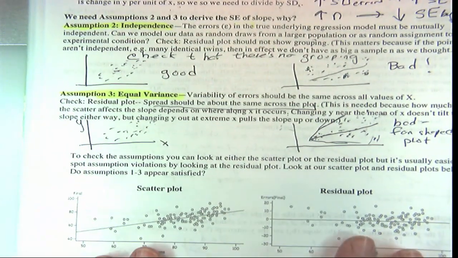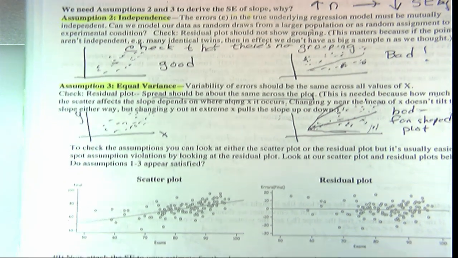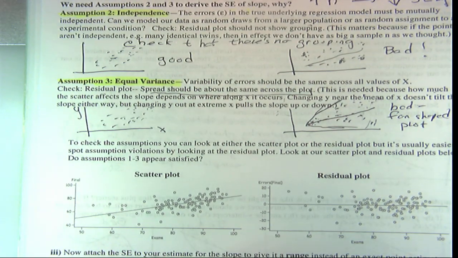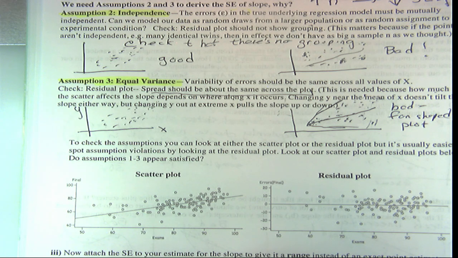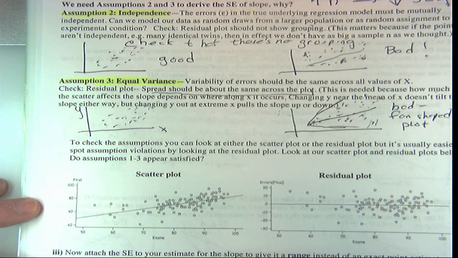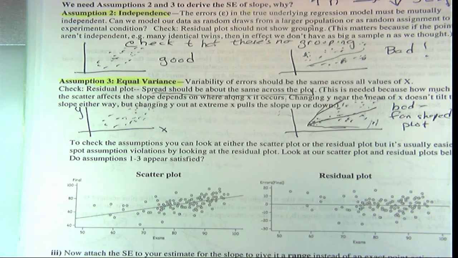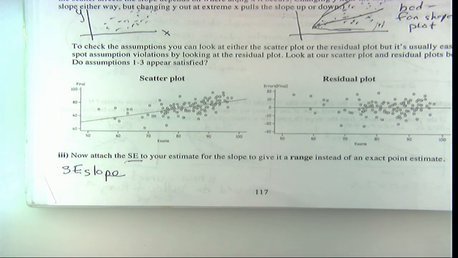All right, now you can look at the residual plots. They're usually easier to look at. Okay, so now what do we want to do? First of all, we have to compute the standard error for the slope. So what is the standard error for the slope? If we check all those assumptions, we can compute it.